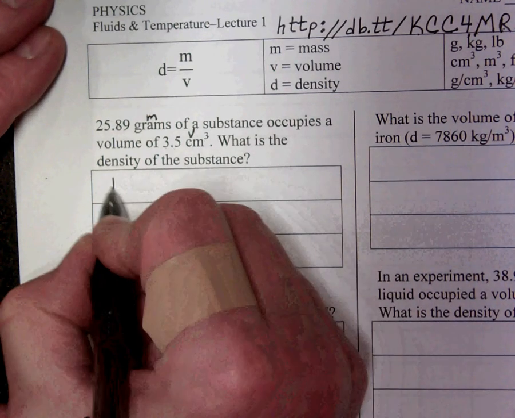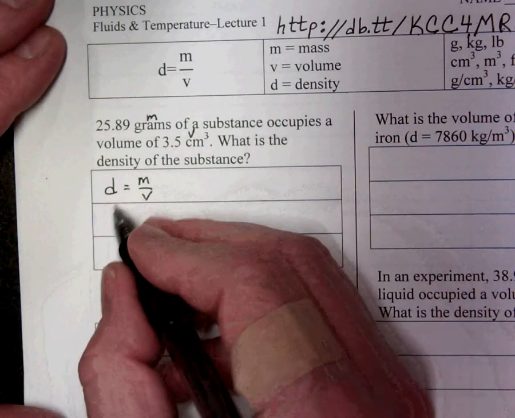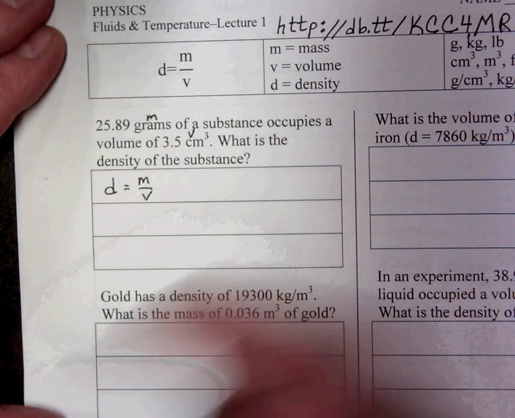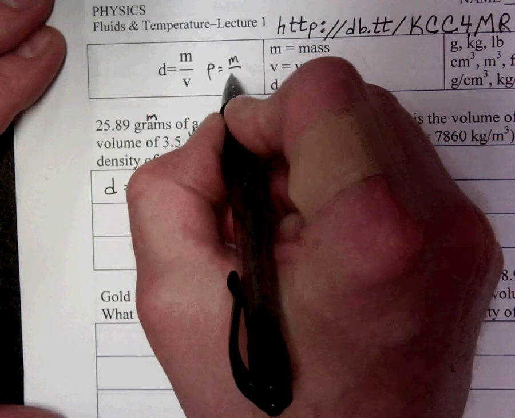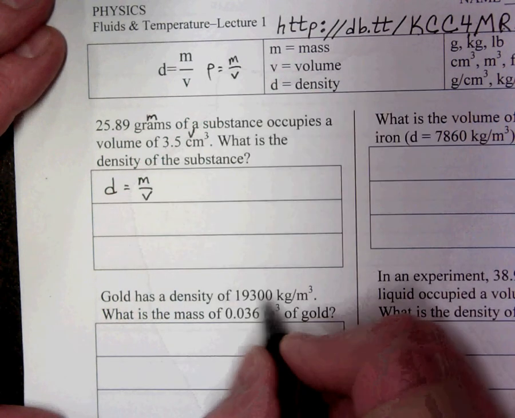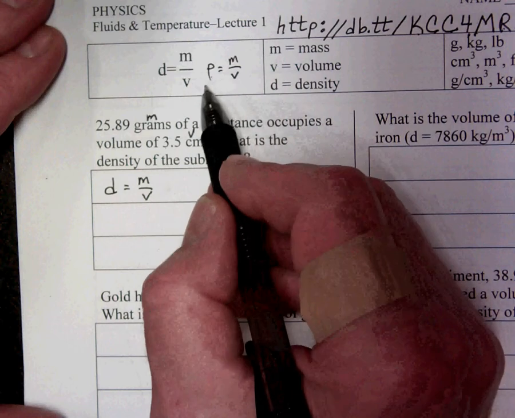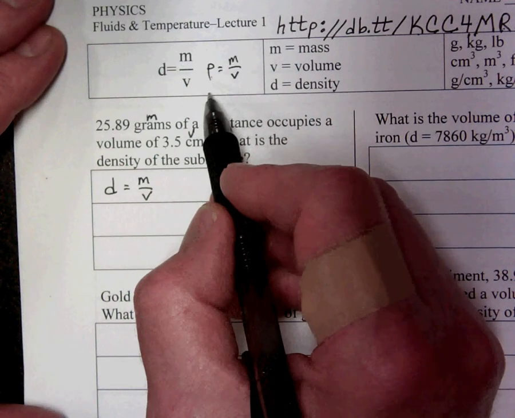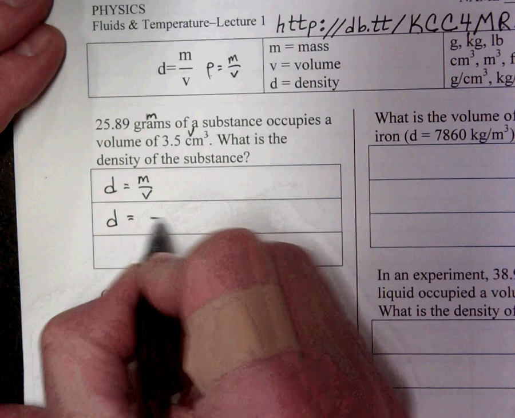So the density equals M over V. Now I just want to regress a little. Some books may have rho equals M over V for the density. Don't let that panic you. Both of them are acceptable depending on the book and your teacher. So the density, okay, there's the line.